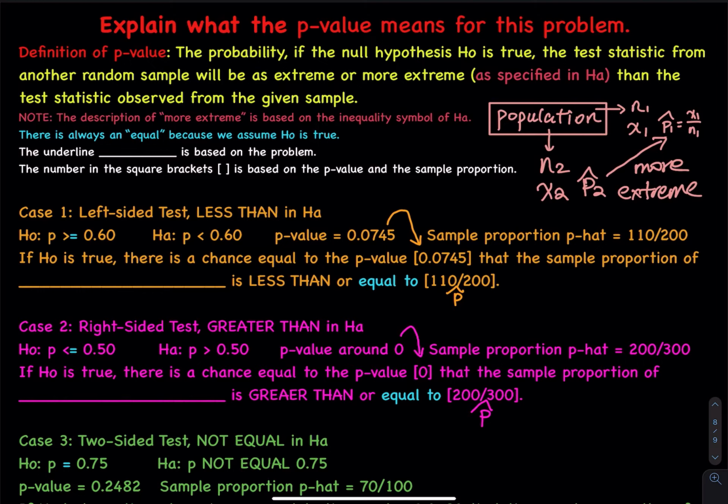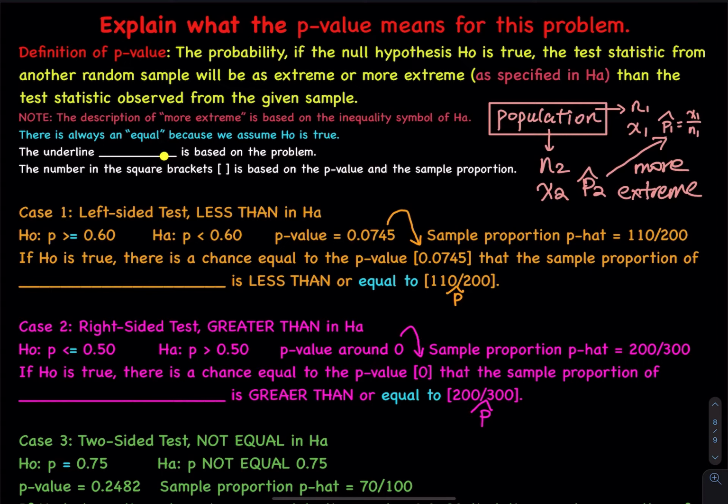Before you go into the first case, when you see the color code in light blue, I said there is always an equal because we assume H0 is true. So if you look at the first line of the definition, we assume the null hypothesis H0 is true. And then there are two more numbers that you have to pay attention to, the p-value and the sample proportion. So in the next line, I said the number in the square bracket is based on the p-value and the sample proportion. So the underline is based on the problem.